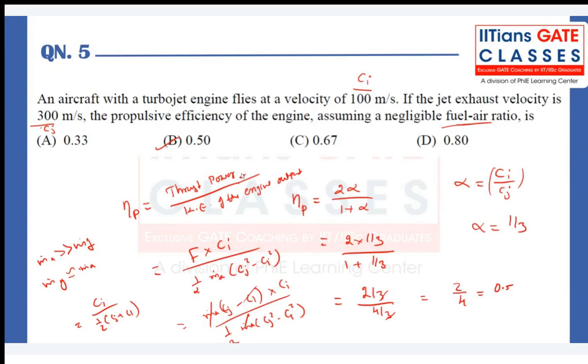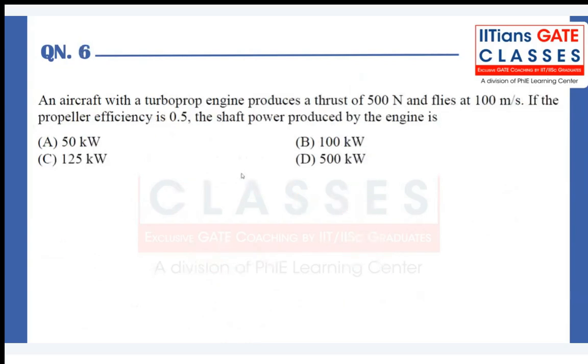So here I have a propeller efficiency question. An aircraft with a turboprop engine produces a thrust of 500 Newton and flies at 100 meter per second. If the propeller efficiency is 0.5, the shaft power produced by the engine is?